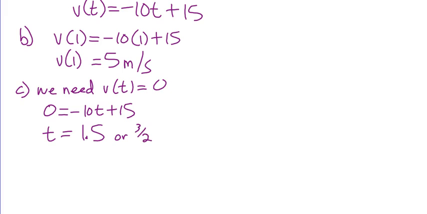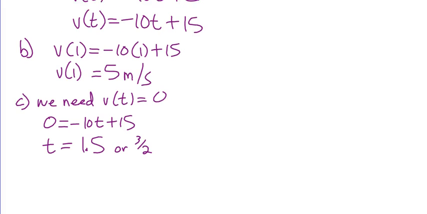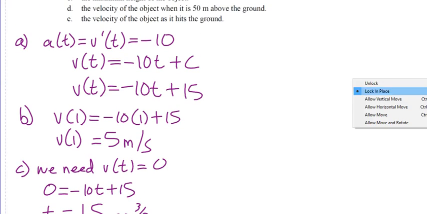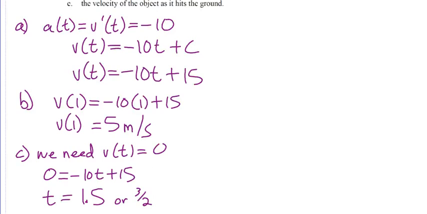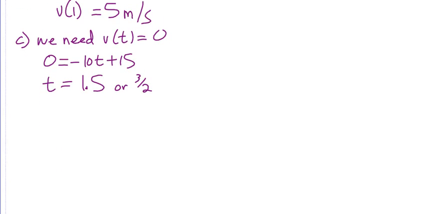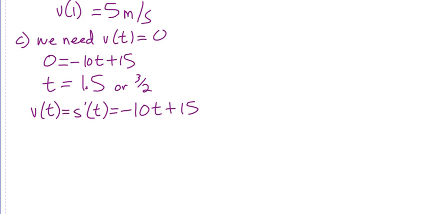Or 3 over 2. What we're supposed to actually find? The max height. Well, we don't have an expression for height yet, though, right? So how do we get the height? Okay, so we have the velocity, right? So v of t, which is equal to s prime of t, is equal to negative 10t plus 15.